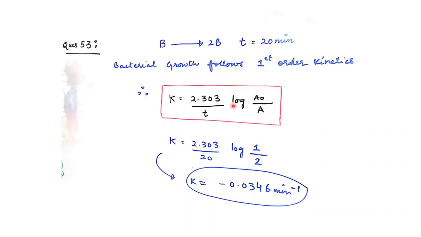If we substitute the values of a naught and a, and the time is also given, and solve this equation, we end up getting the value of k as 0.0346 minute inverse. So this is the value of the rate constant for first order reactions, using the general equation for the process of bacterial growth. This is how you can find the rate constant value.